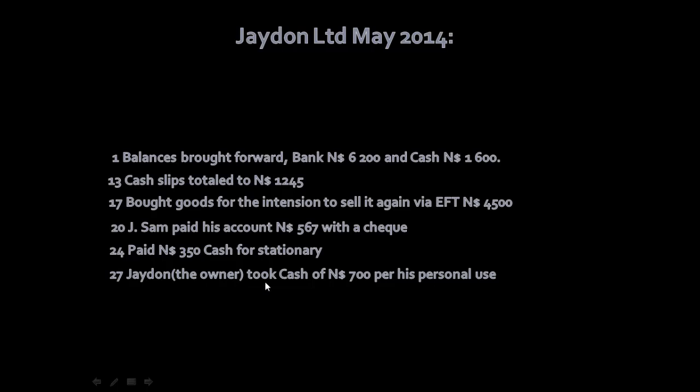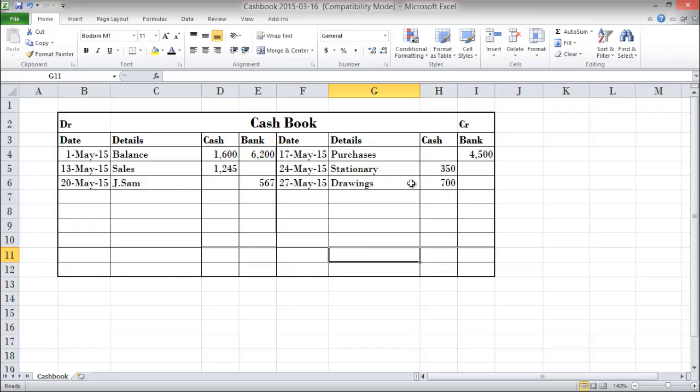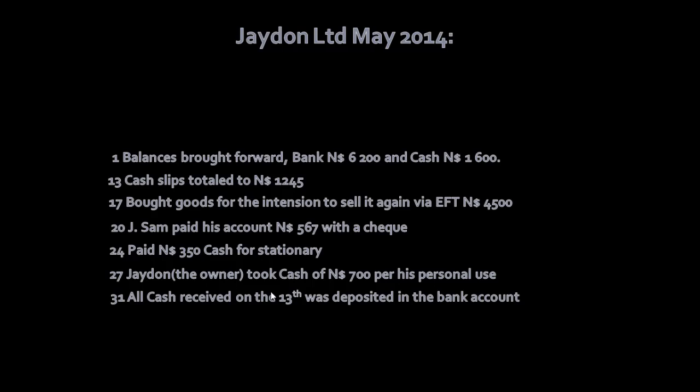The owner Jaden took cash of 700 for his personal use. Now when an owner takes money for his personal use, we call that drawings. And this results in an outflow of money, so we'll put it on the credit side under the cash column. And it will look like this. Let's have a look at our last transaction.